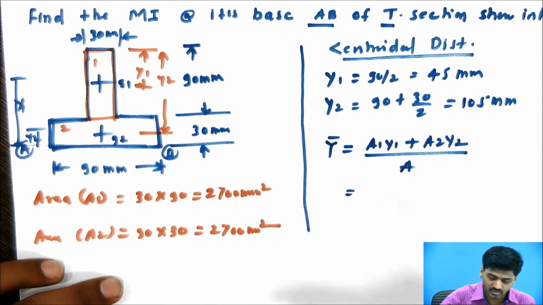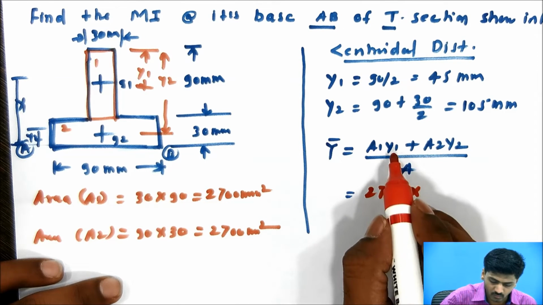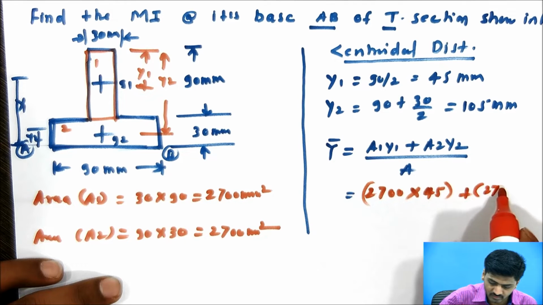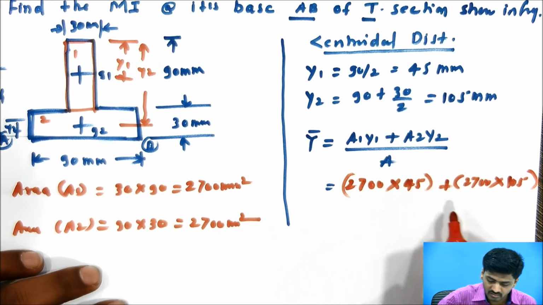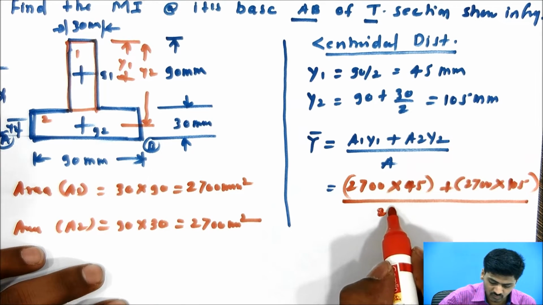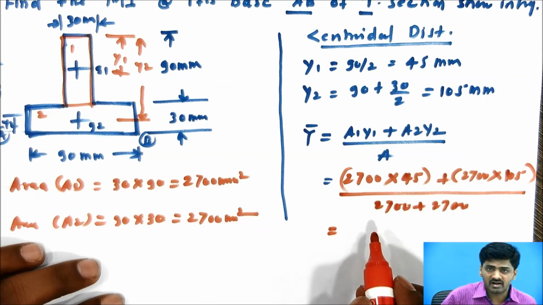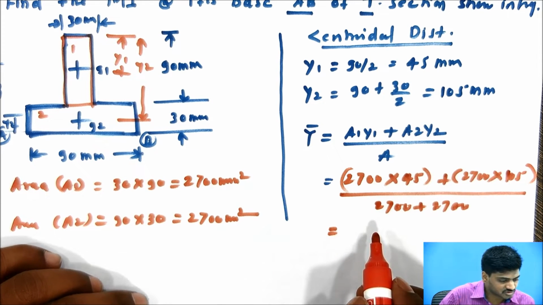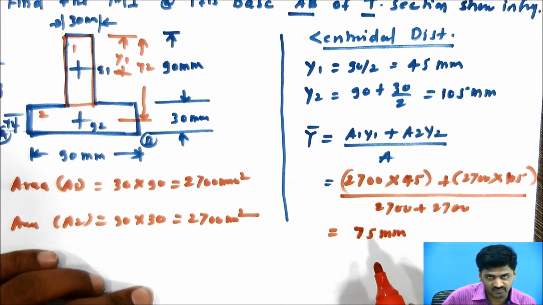So you may observe area of figure number 1, that is 2700 into Y1, that is 45, plus A2 is same 2700 into Y2, that is 105, divided by total area. So the total area, that is 2700 plus 2700. So do the calculation and try to identify the Y bar. You will get Y bar, that is from top. So after calculation you will get Y bar is equal to 75 mm.